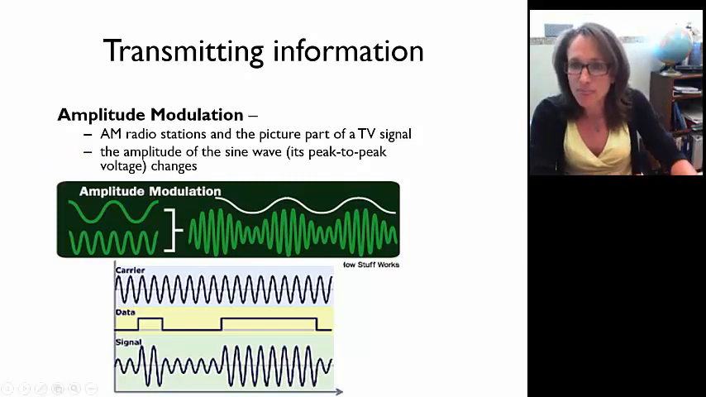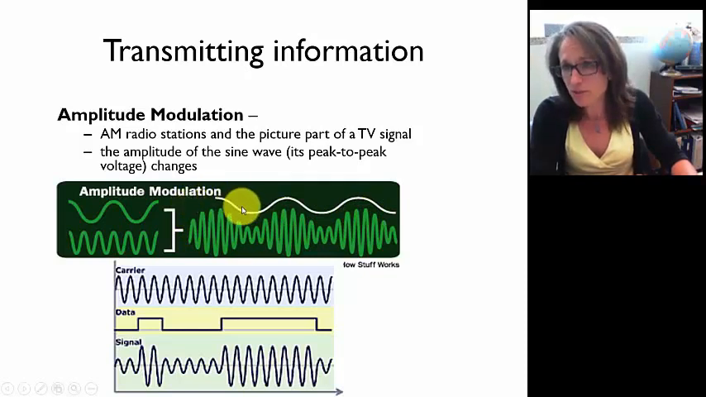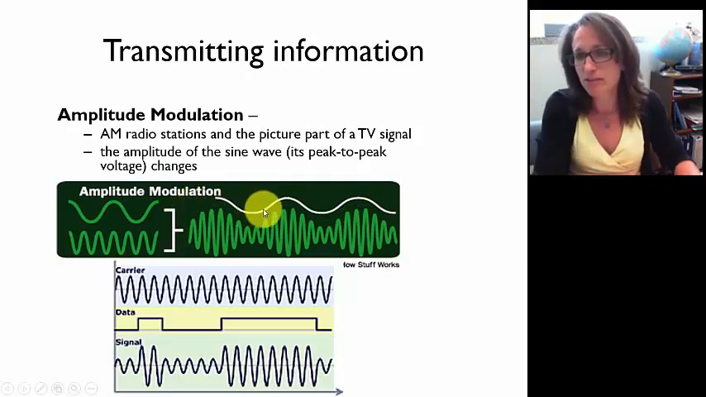So you can see, let's say here's our sound wave that we want to carry. That's our information that we want to carry. Here's our carrier wave down here. And what we're going to do is change the height of the carrier wave to match the sound wave. And so you can see here now we've got the amplitude of the carrier wave varying. The carrier wave's amplitude varies according to the sound wave that's imposed on top of it.